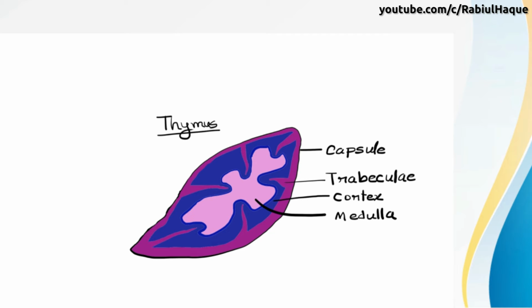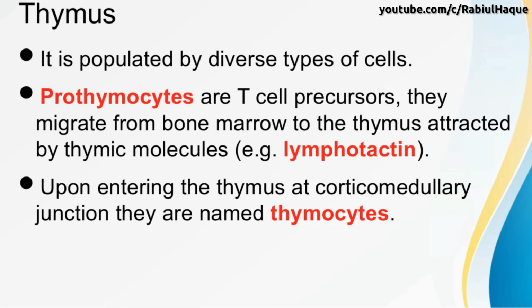So we can see the capsule, we can see trabeculae that are extending from the capsule inwards, and we can also see the cortex that is drawn in blue color, and we can also see the medulla that is drawn in pink color. And since the lobules are incompletely divided, we can see that there is continuation between the medulla of various lobules.